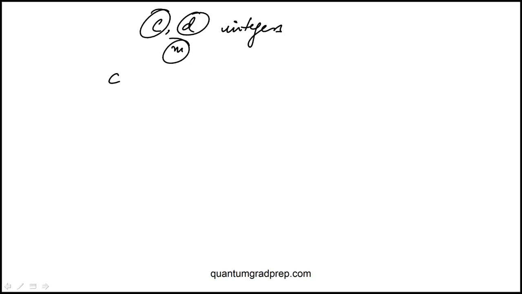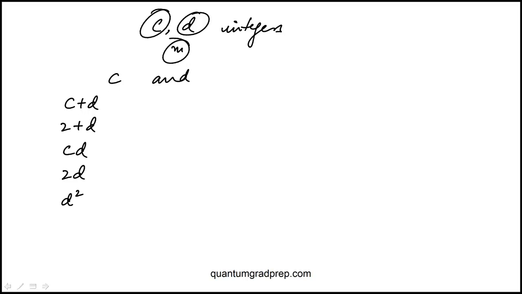So in this difficult problem, we're given that c and d are positive integers, and m is the greatest common factor of c and d. And the question is, then m must be the greatest common factor of c, and which of the following? And we're given these 5 choices: c plus d, 2 plus d, cd, 2d, and d squared.